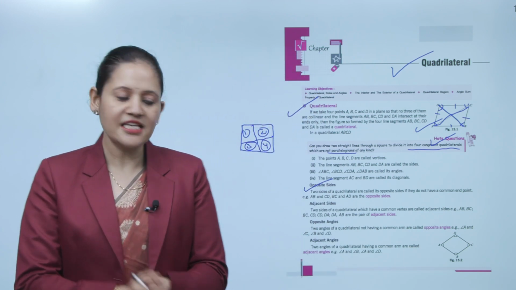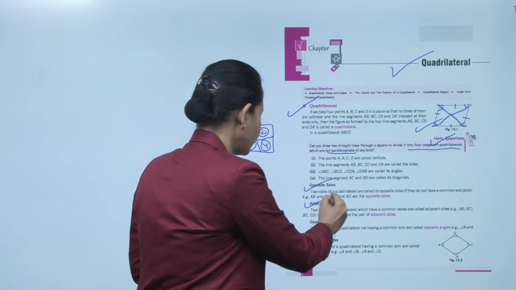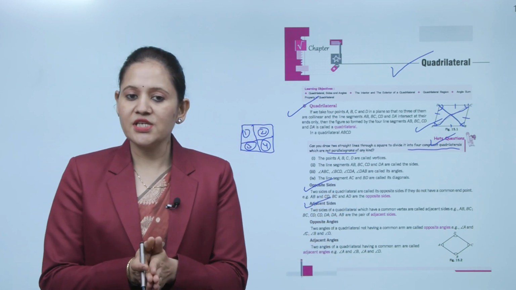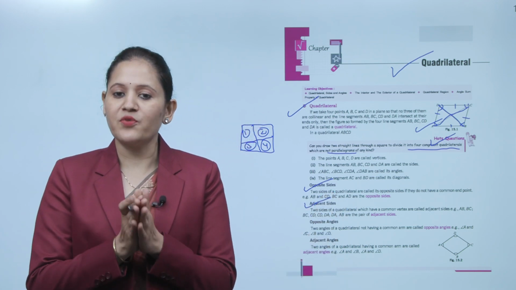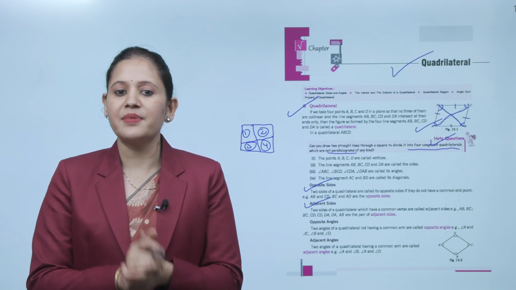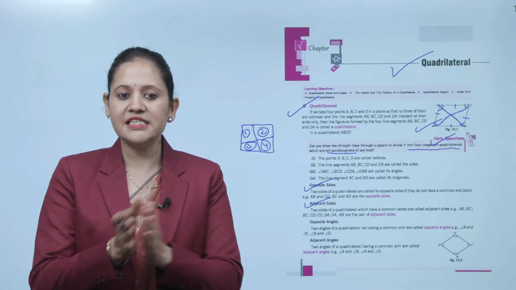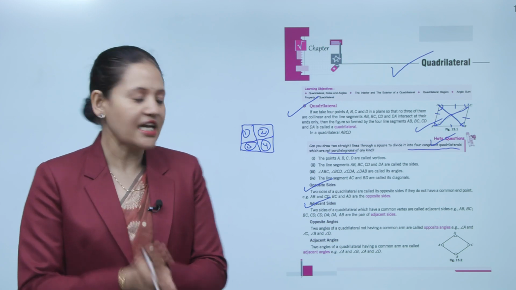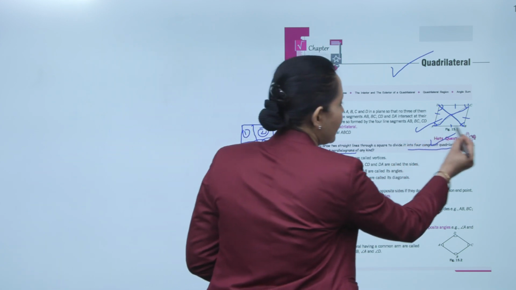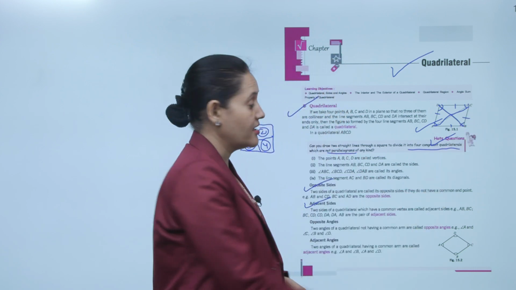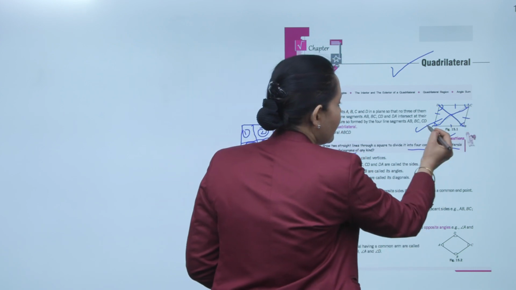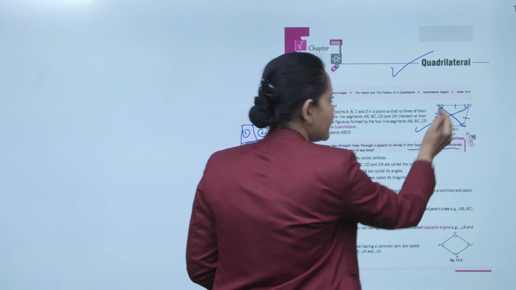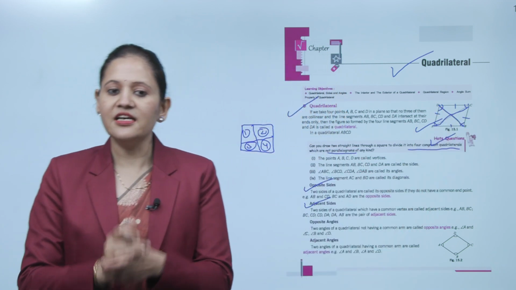Next is adjacent sides. Two sides of the quadrilateral which have a common vertex are called adjacent sides. For example, AB, BC; BC, CD; CD, DA; DA, AB are the pairs of adjacent sides. So, AB, BC, and the adjacent sides of BC will be AB and CD. Like this, we will get the adjacent sides.